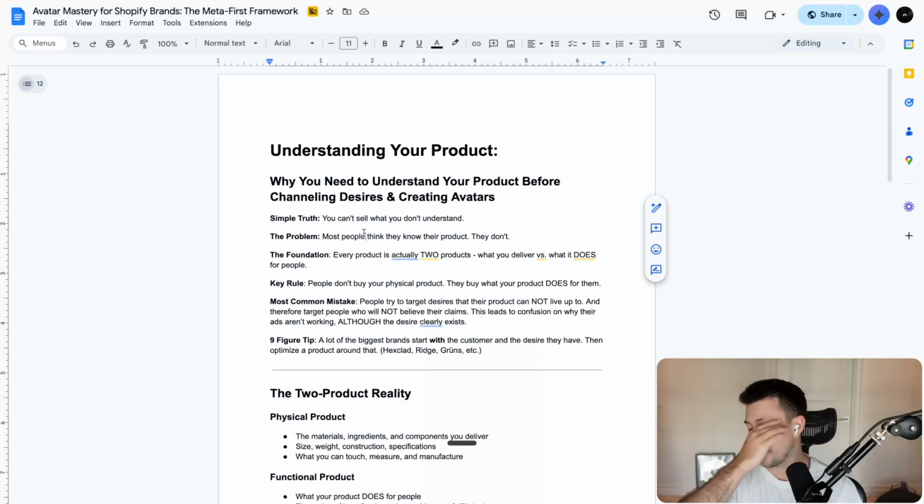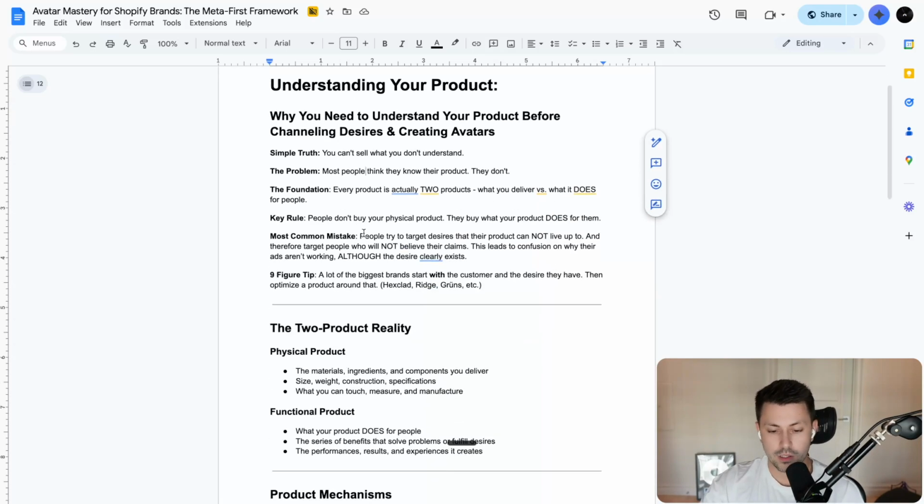Because one of the best ways to scale is by creating new avatars for you to go after and really identifying the avatars for you. But with that said, you need to understand what it is that you're selling. Okay. And so the reason why, very, very simply, if we put this at third grade level, you can't sell what you don't understand. Okay. If you don't know what you are actually selling, it's pretty hard to sell it, right?